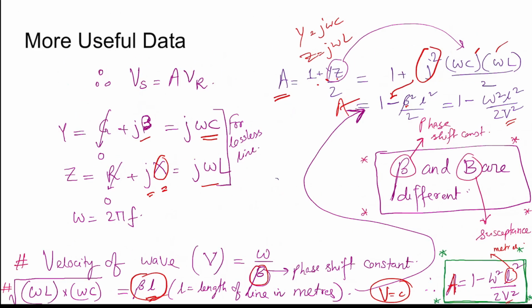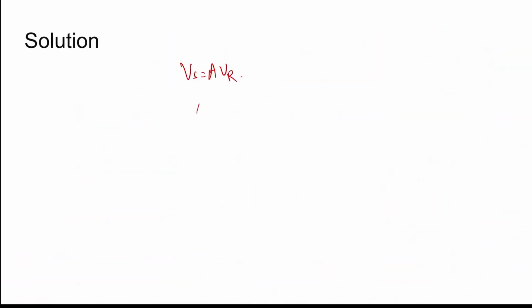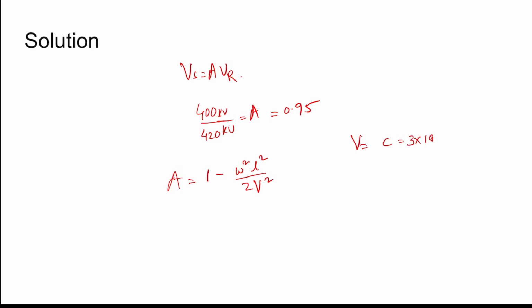Now to find the value of A, we know Vs equal to AVR. Now Vs value and VR value are given as 400 and 420 kV, so 400 divided by 420 kV is the value of A equal to 0.95. Now A also is equal to, as we derived, 1 minus omega square L square by 2 V square. V equal to C equal to 3 into 10 to the power 8 meter per second, velocity of light, which is same as velocity of wave.